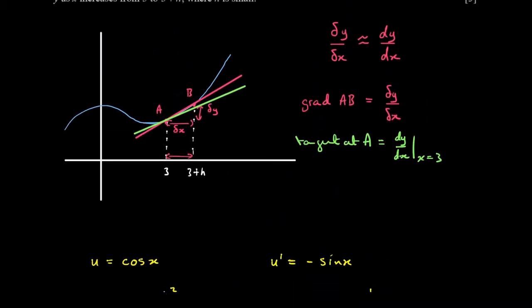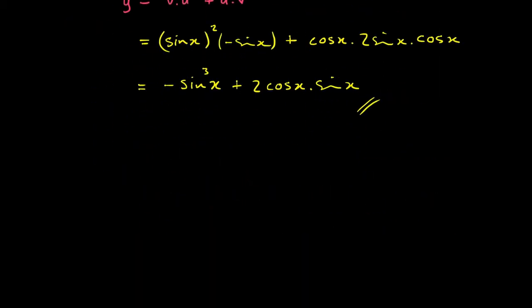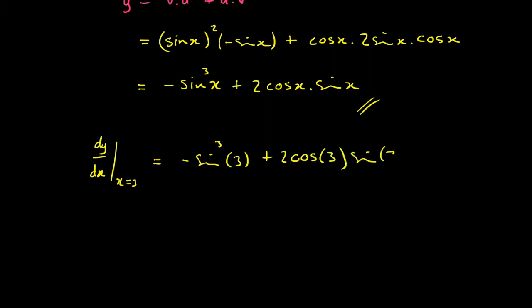Okay, so now what I want to do is calculate that when x is 3. So I need to calculate dy dx at the point where x is equal to 3. And so I've got to substitute 3 into here. So I'm going to get negative sine 3 all cubed plus 2 cos 3 times by sine 3. Now, guys, this must be in radians, right?